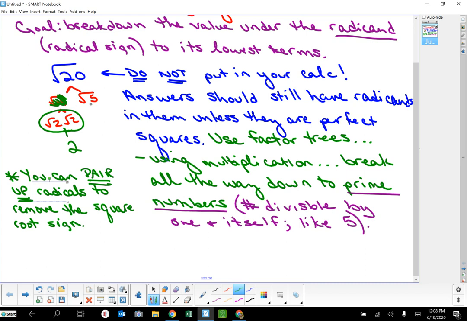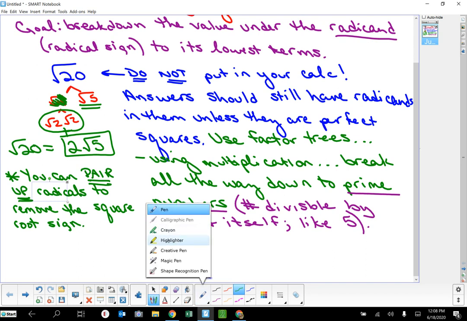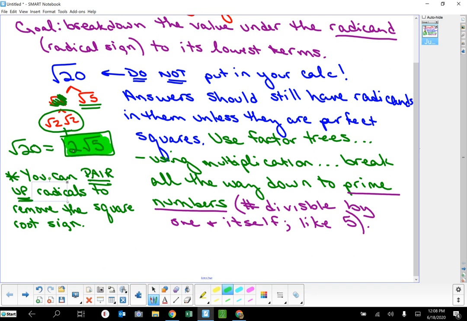And then if there is no buddy, like there is not for the rad 5, then your answer is whatever comes out of the radical times whatever's left in the radical. So the root of 20 is equal to 2 radical 5. The 2 radical 5 being your answer for this problem. Oh, I was hoping that was yellow, but you get the idea.